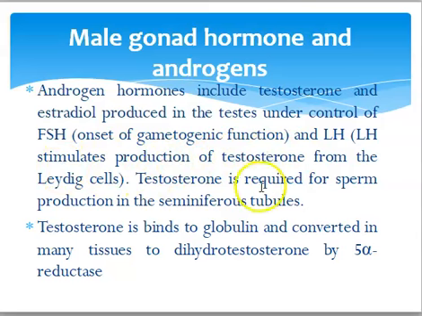Now, testosterone is required for sperm production in the seminiferous tubule. Testosterone is converted into the active dihydrotestosterone by 5-alpha reductase. This one is very important to know because most of the drugs which I'll talk about later on will be inhibiting this enzyme.